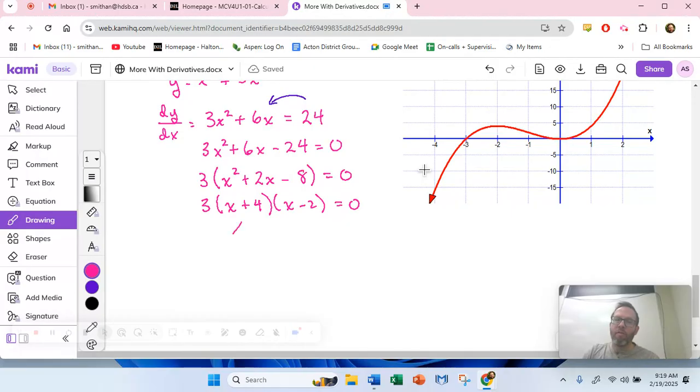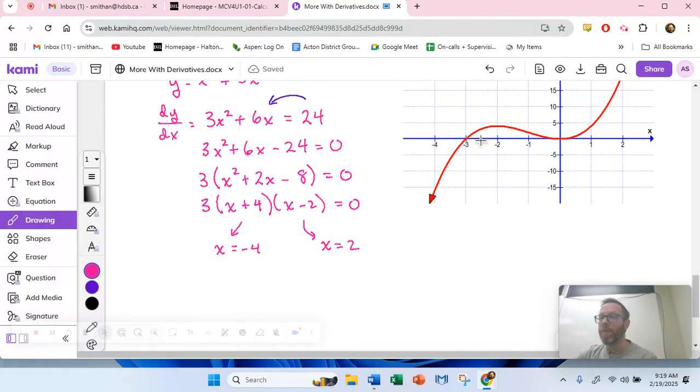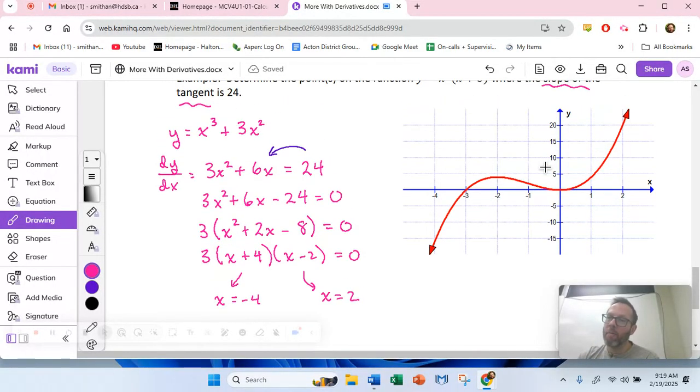So what makes this equation 0? Well, what makes x plus 4 equal to 0? We get x equals negative 4. And what makes x minus 2 equal to 0? We get x equals 2. Again, I'm just applying skills from your grade 10 math course, solving a quadratic equation. The quadratic formula would be fine and gives you the same answers. Honestly, if that is quicker than factoring for you, you're better off just using it. So we have found the x values where the slope is going to be 24.